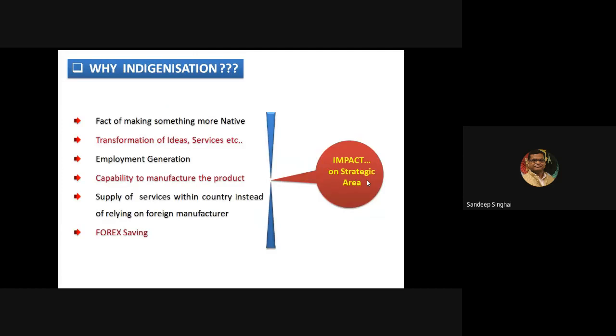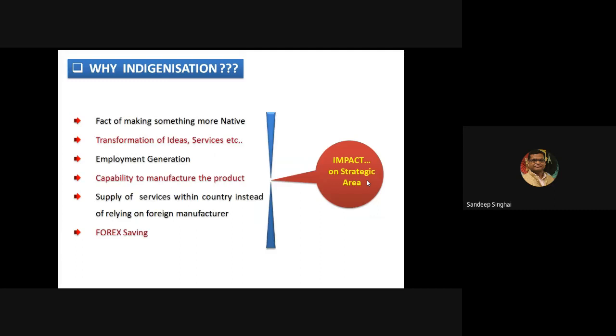So why is indigenization required, from the point of view of the strategic area? The fact of making something native helps. It keeps the world in question about what your capabilities are, and it empowers you. It brings transformation of ideas and services, and a very important feature is employment generation. Indigenization no doubt leads to employment generation, and with the population of our country and employment being a major issue, this is a major hallmark.